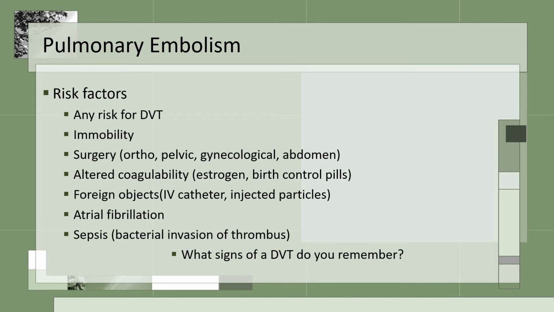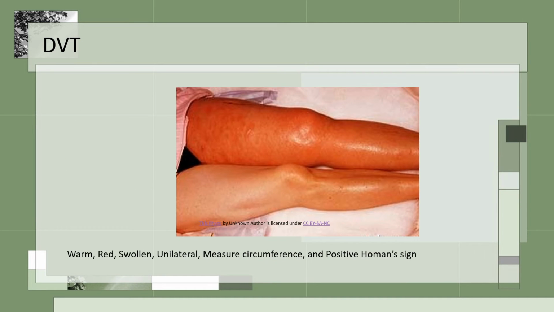So what are the signs of a DVT that you remember? Here's our picture of a lady or man, I think it's a lady, I see pink, that has a DVT. See that very large difference in the legs. It's warm, I think it's warm anyways. It's red, swollen, and unilateral, so one is normal, one is not. We're going to measure the circumference and test for a positive Homan's sign.